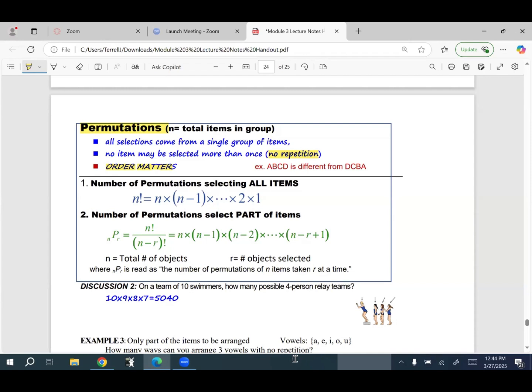And what I mean by order matters is, let's take a look at this example here. A, B, C, D is distinguished or different from D, C, B, A. Notice the same letters are present, but they count as 2 different things because the order matters. And so we can calculate the permutation. This is the formula for permutation right here.